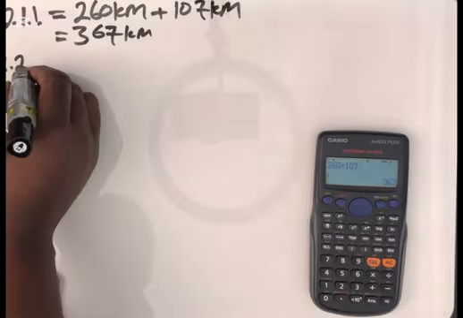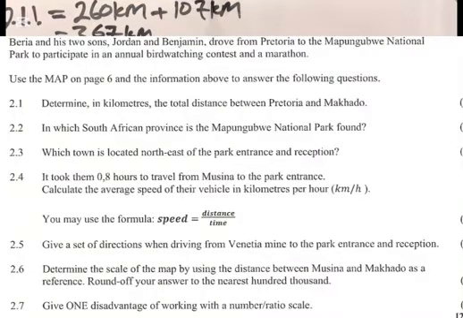Then 2.1.2, it says, in which South African province is the Mapungubwe National Park found? Which province is this?